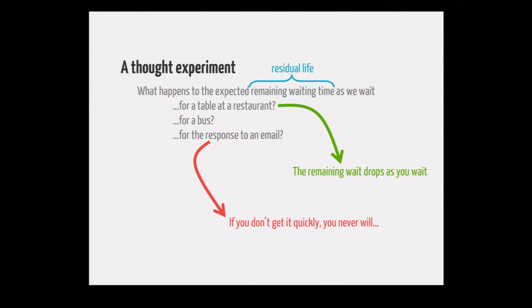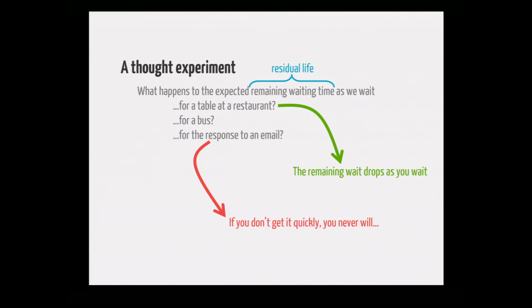For a bus, there's this period until the scheduled time where your expected remaining waiting time is decreasing. But after the scheduled time the bus was supposed to get there, maybe something happened. Maybe the bus broke down. For a little while, maybe your expected waiting time is still decreasing. But after a while, it's likely that something happened and the bus just isn't going to come. And so then your expected waiting time starts to increase again. And then the email is an extreme version of this. Like for me, if you email me, you'll get a response within the next couple hours, or you won't get a response, right?